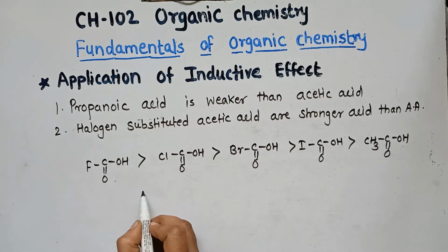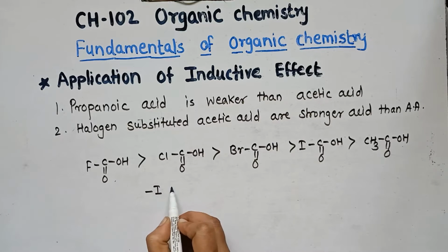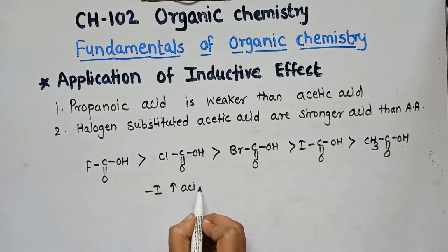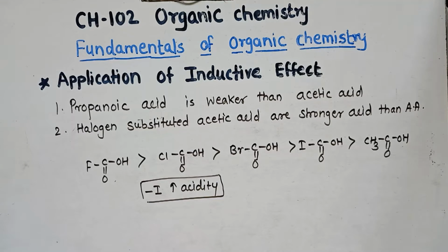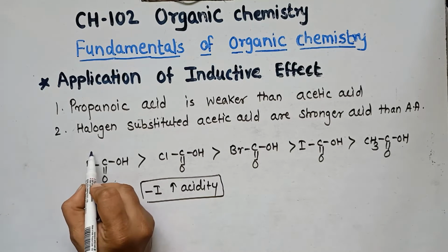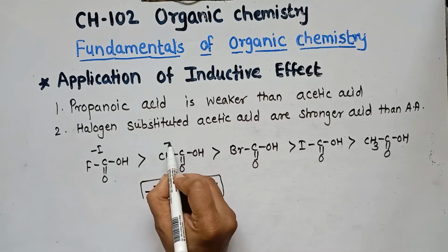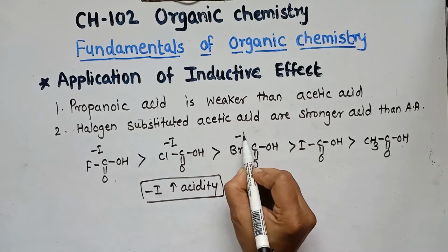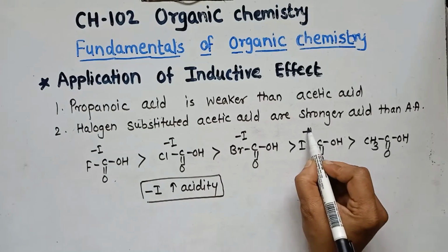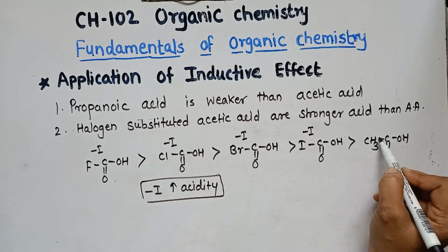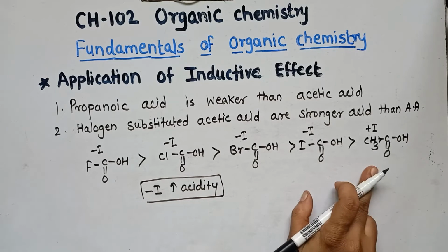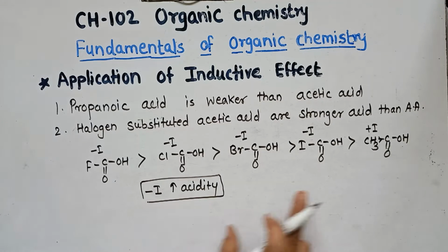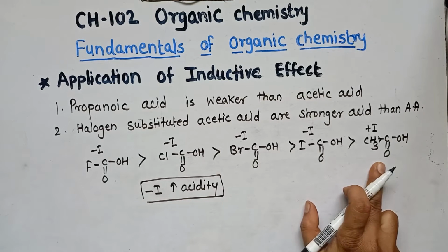This we know that minus I effect increases the acidity. What I am saying here, minus I effect increases the acidity. So in this case, fluorine shows the minus I effect. Chlorine also shows minus I effect. Bromine also shows minus I effect. Iodine also shows minus I effect. But this CH3 shows the plus I effect. So plus I effect decreases the acidity. Hence it is a weaker acid.